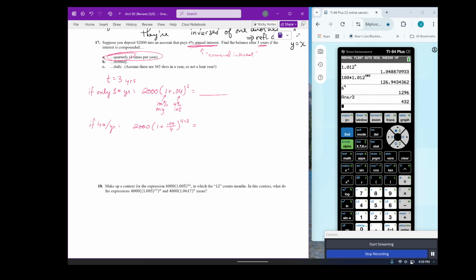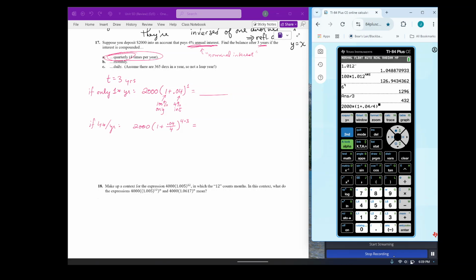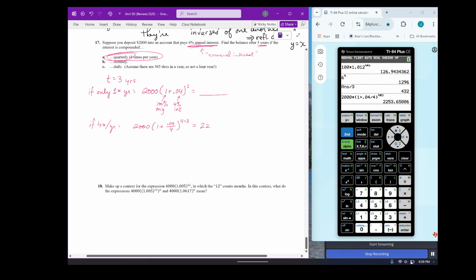So if we plug that into a calculator, 2,000 times parentheses 1 plus 0.04 over 4 to the 4 times 3, we get 2253.65. And I'm rounding it off at the 100th place, because it's money. So that makes the most sense, I think. Okay, so that's A. B is what if it's monthly?